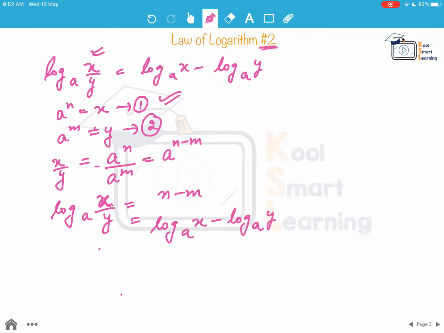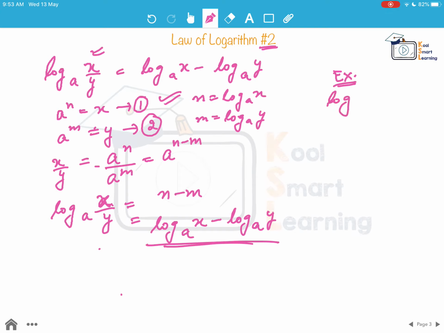Right, from here we can say that n is equal to log of x to the base a and m is equal to log of y to the base a. So this is what it becomes. Now again we'll see an example of this.